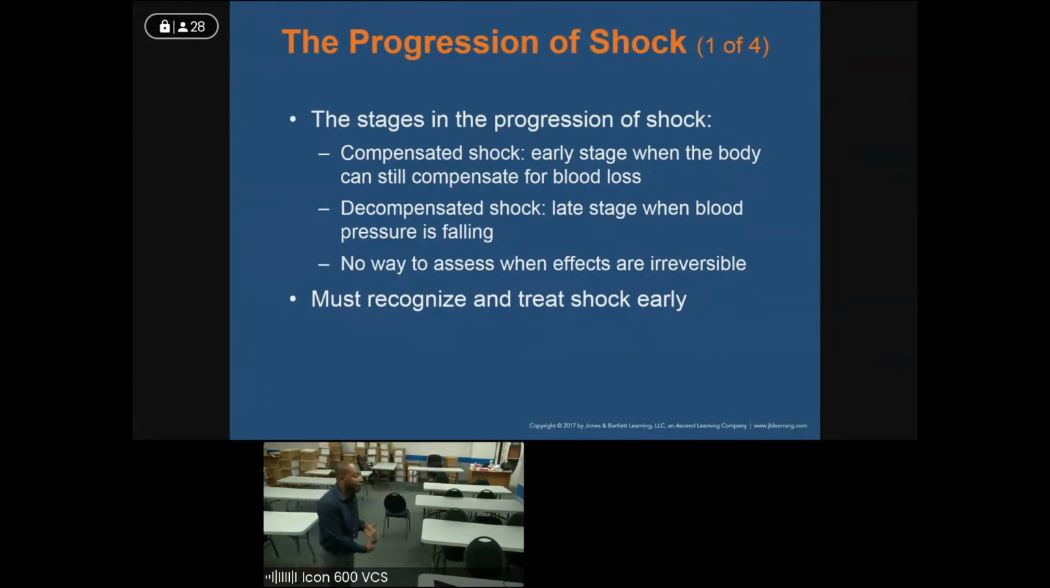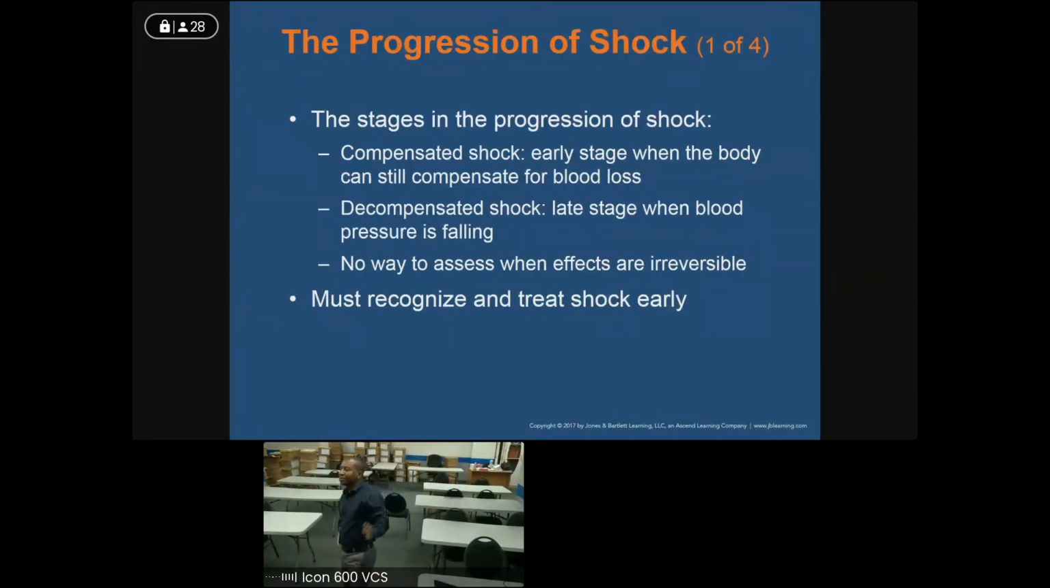Compensated shock. So initially our body tries to compensate. It's like, hey, everything is right now. I'm going to try to compensate and increase whatever I'm doing to compensate for this deficit. It's only so long you can do that for. It will start to decompensate after a while, like everything else. It's only so long you can do it for, if it's not corrected. So decompensated shock meaning late stage when blood pressure is falling.